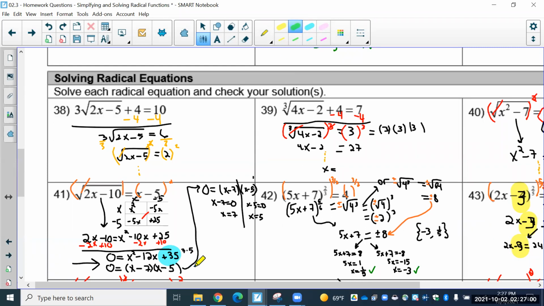But to finish solving this, you then have to set them both equal to 0 and solve each of them independently equal to 0. So the first answer is 7, and the second answer is 5. You have to take the factors and set them equal to 0 to get the answer.